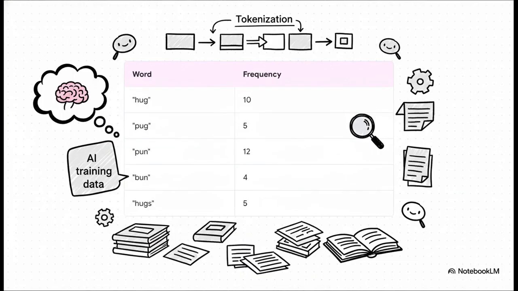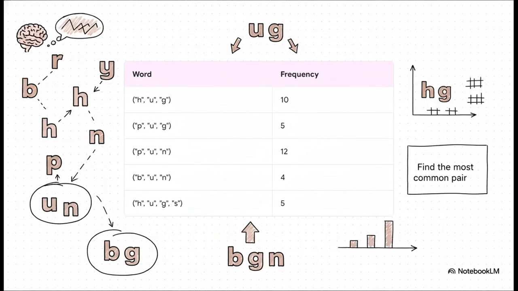Okay, that's great, but let's make this real with a tiny example from Hugging Face's own course. Imagine our entire universe of training data is just these 5 words with these frequencies. This little collection is what we call our corpus. So first things first, we shatter every word into its most basic parts, the individual characters. Our starting dictionary is literally just the letters B, G, H, N, P, S, and U.